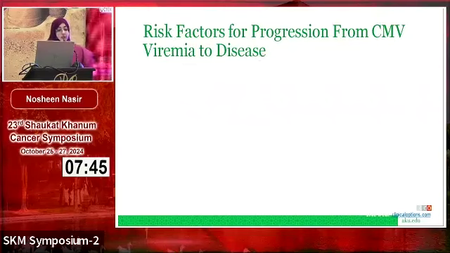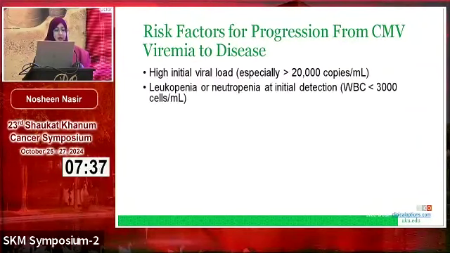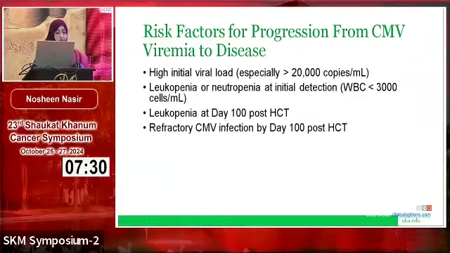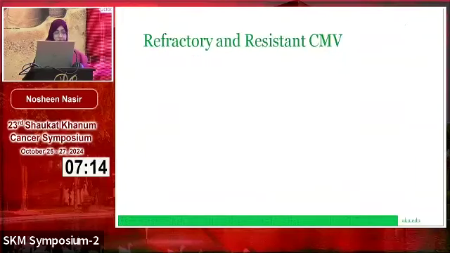So what are the risk factors for progression from CMV viremia to disease? So patients who have had a high viral load, especially more than 20,000 copies per ml. Then leukopenic patients at the time of initial detection, leukopenia at day 100 post-transplant, refractory CMV by day 100, so somebody who is not having a reduction in their viral load, and possible associations are with the GVHD, with high-dose steroids, with T-cell depleting therapies, and delayed T-cell reconstitution.